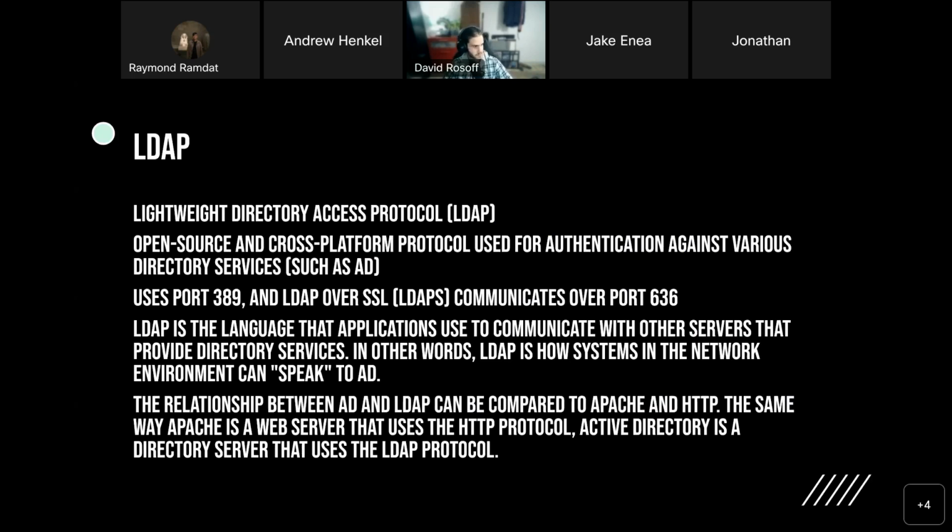LDAP stands for Lightweight Directory Access Protocol. It's used for authentication as well as a bunch of other things against various directory services. Like I was just saying, it's the language that applications use to communicate with directory services. The relationship between Active Directory and LDAP can be compared to the relationship between Apache and HTTP. Just like Apache is a web server that uses the HTTP protocol, Active Directory is a directory service that uses the LDAP protocol.